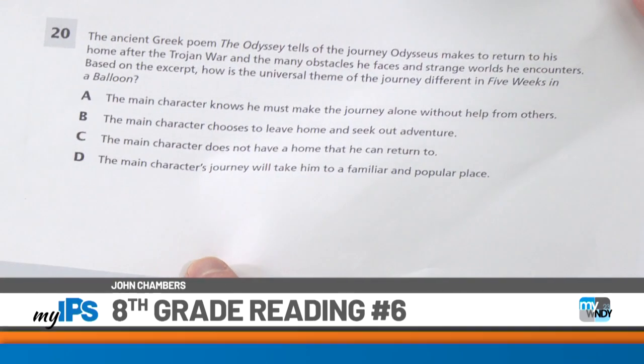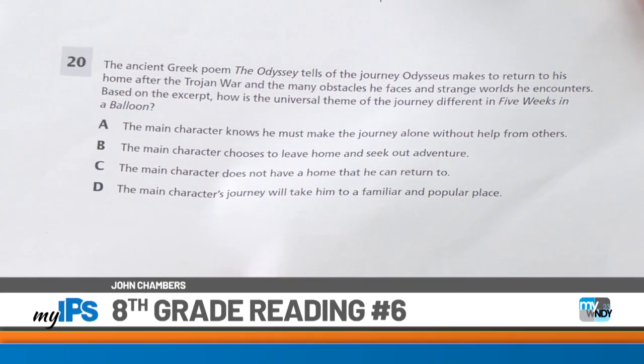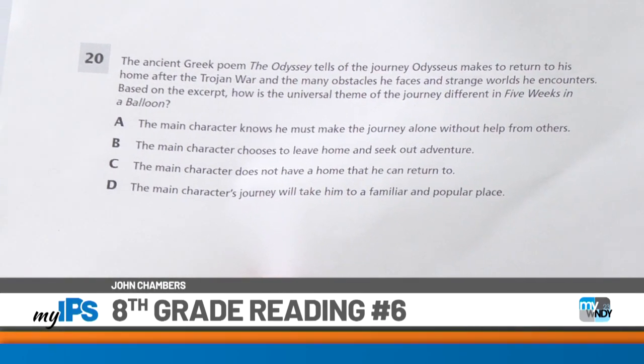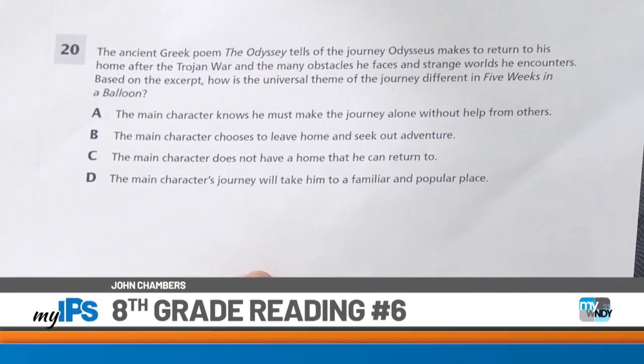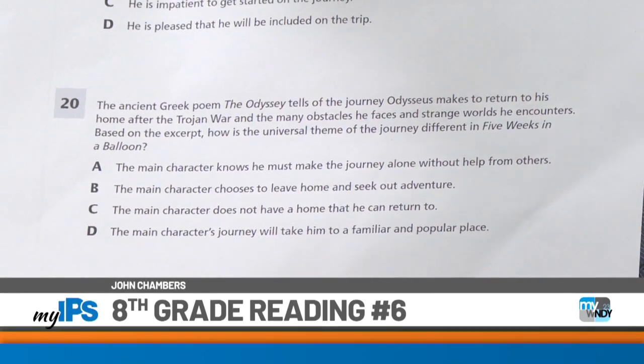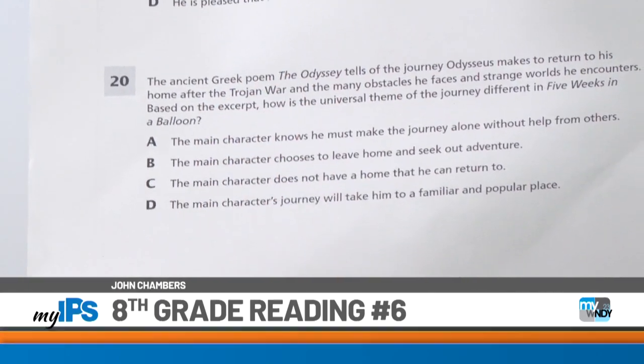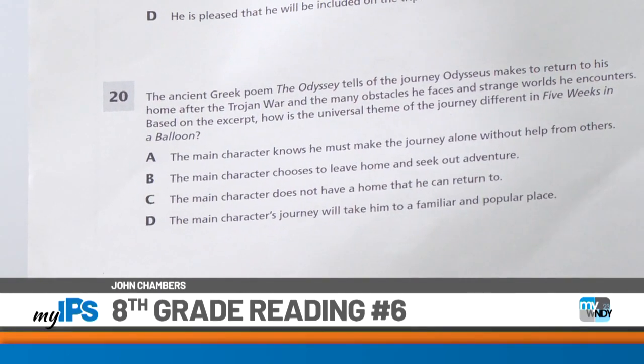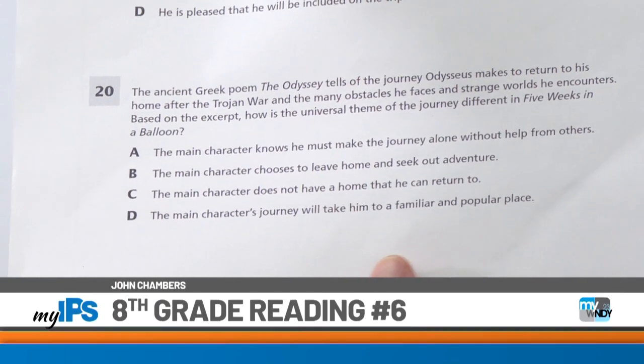All right, 20 is really interesting. It says the ancient Greek poem, the Odyssey, tells of the journey Odysseus makes to return to his home after the Trojan War and the many obstacles he faces and strange worlds he encounters. So we're going to compare that. Based on the excerpt, how is the universal theme of the journey different in 5 Weeks in a Balloon?